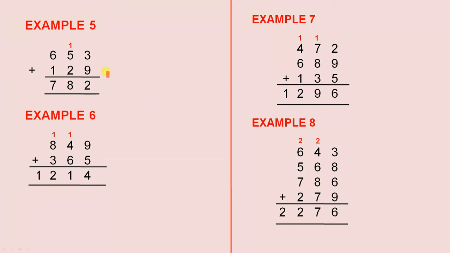653 plus 129. 9 plus 3 is 12. Put the 2 down in the ones column and the 1 in the tens column. 2 plus 5 plus 1 is 8, and 1 plus 6 is 7.